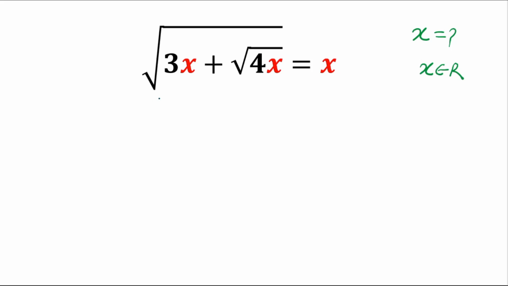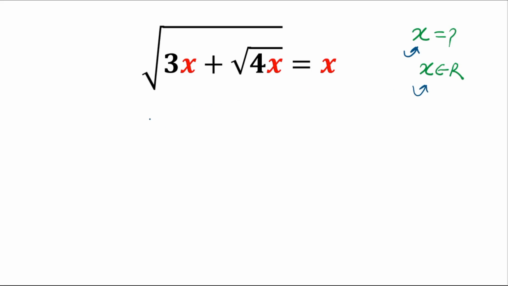Hello students, in this video we are going to solve a nice algebra problem. We have the square root of 3x plus the square root of 4x, and this is equal to x. Here we need to calculate all possible values of x, where x belongs to the real numbers.